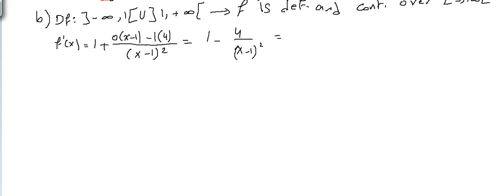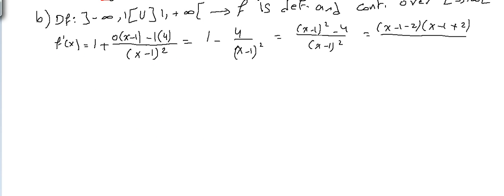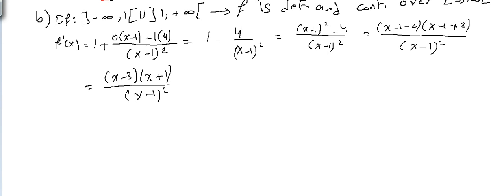So it is ((x - 1)^2 - 4)/(x - 1)^2. Factorize: it's (x - 1 - 2)(x - 1 + 2), a difference of two squares, over (x - 1)^2. So it will be equal to (x - 3)(x + 1)/(x - 1)^2. Now, I'm talking about [3, +infinity).